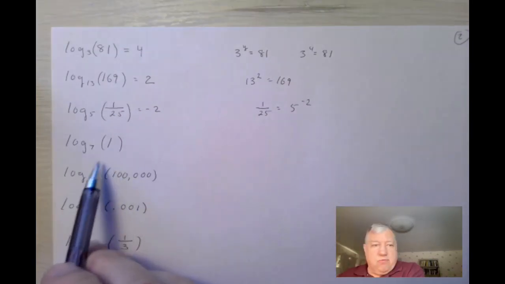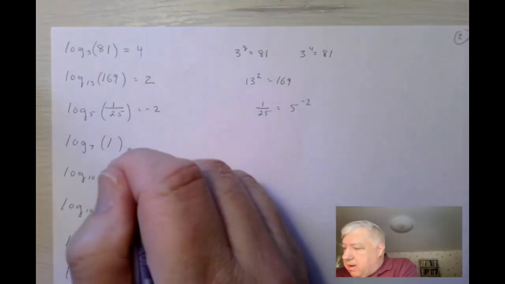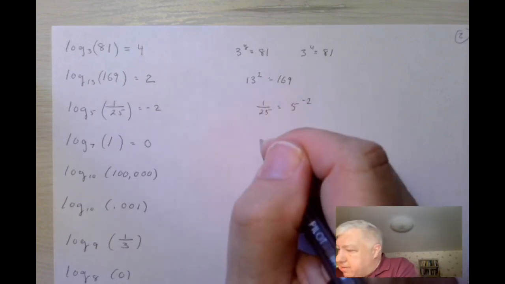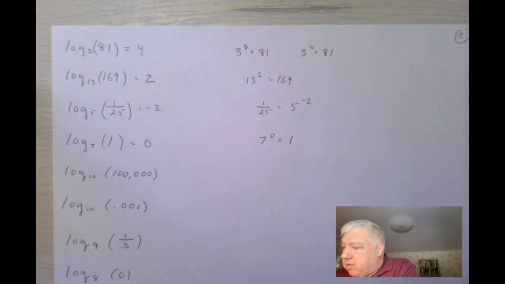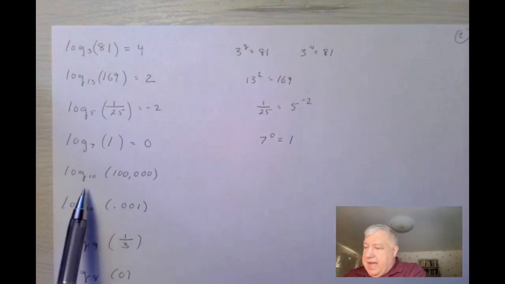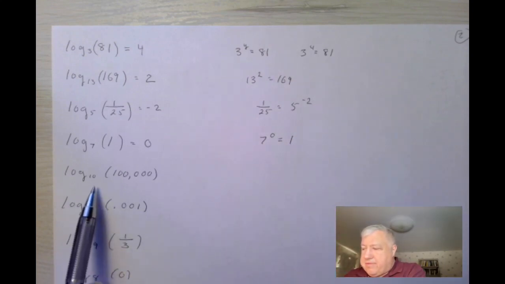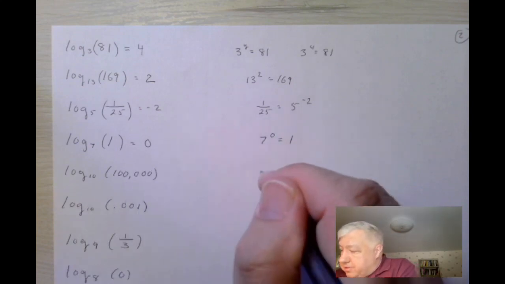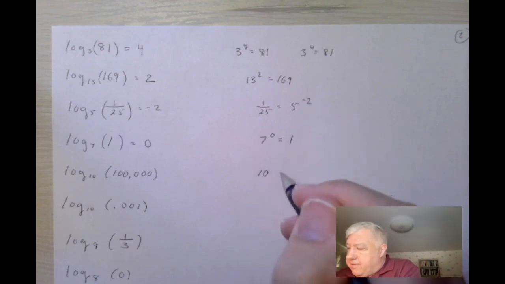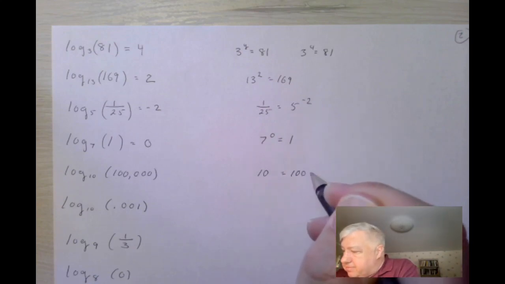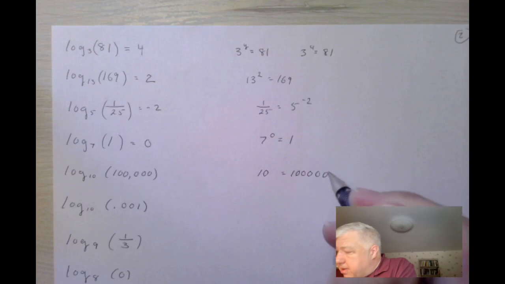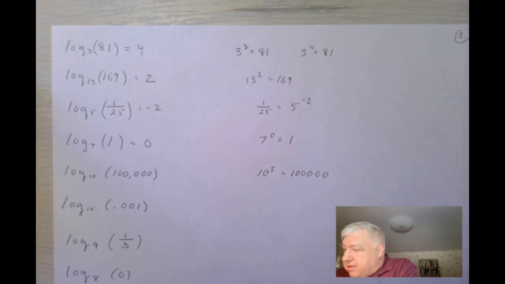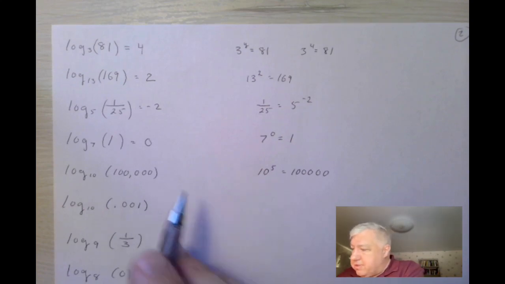The log of 1 base 7. Well, we're going to see that the log of 1 in any base is always 0, because 7 to the 0 is 1. The log of 100,000 base 10: 10 raised to what power is 100,000? Well, you just have to count the zeros. So we have 1, 2, 3, 4, 5 zeros, so it's 10 to the 5th, right? So this would be 5.